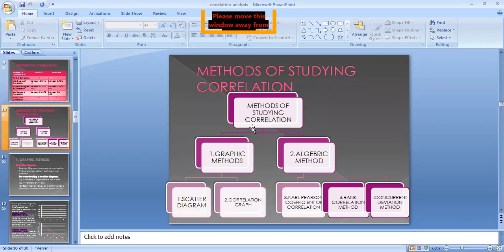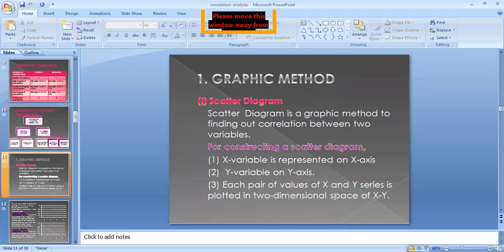Now, methods of studying correlation. There are different methods for studying correlation. One is the graphical method and another is the algebraic method. The graphical method has two types: one is the scatter diagram, another is the correlation graph. The algebraic methods are Karl Pearson's coefficient, rank correlation, and concurrent deviation method. We'll try to solve different types of problems using these methods in the next class.